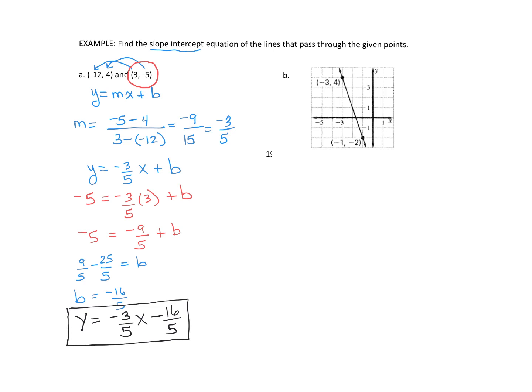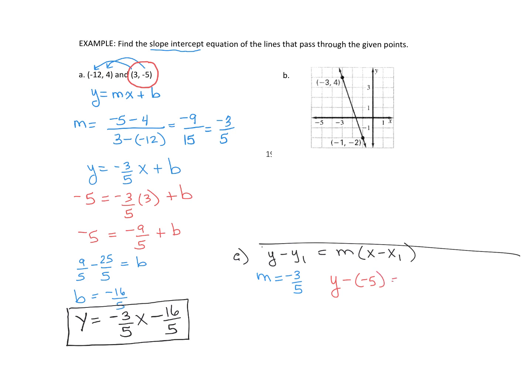So we're going to do this same problem, problem A, again. And we're going to use y minus y1 equals the slope times x minus x1. In this particular case, the first step would be to find your slope. We've already done that and got -3/5. At this point, I choose one of those two ordered pairs. I'm going to choose the 3 and -5 again. So I'm going to do y minus negative 5 equals -3/5 times x minus 3. Cleaning this up just a little bit, -3/5 x plus 9/5. And then I would subtract 5 from each side, and I'll also end up with -3/5 x minus 16/5.